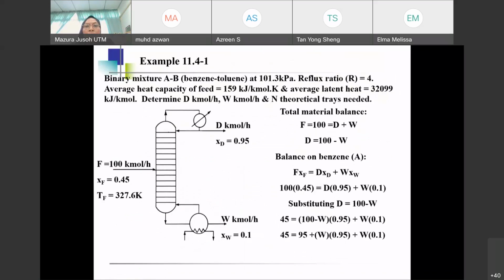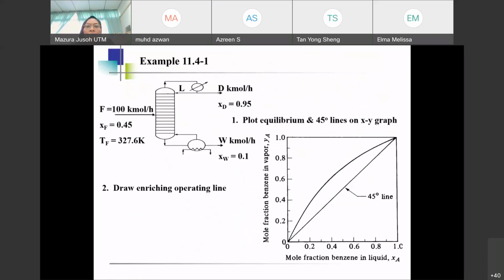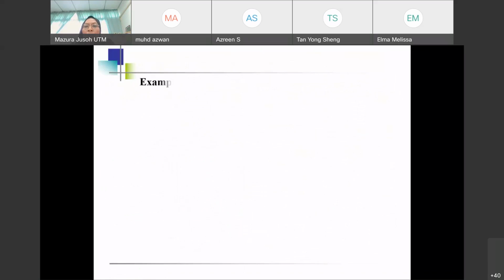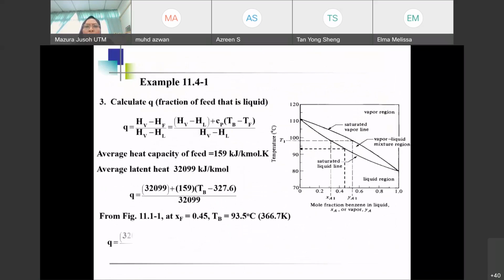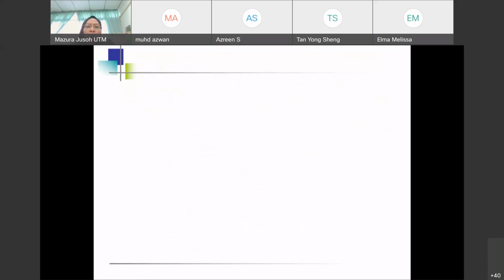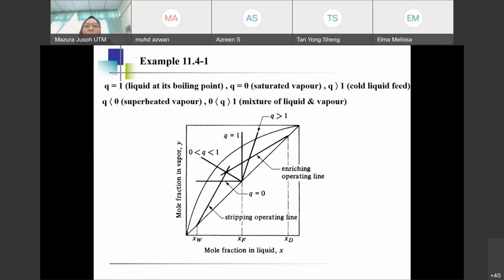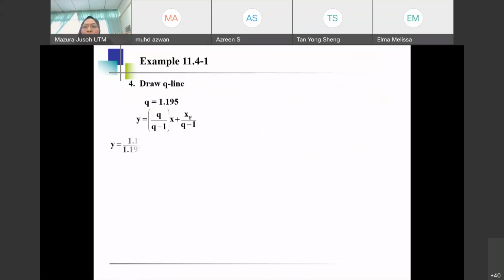So you'll be using the same plot. Nanti you akan buat ni semua ni. Nak kira number of stages. There's a lot of steps to do this. Nak buat Q line, nak buat feed line. And then last kali baru you do the stepping off.